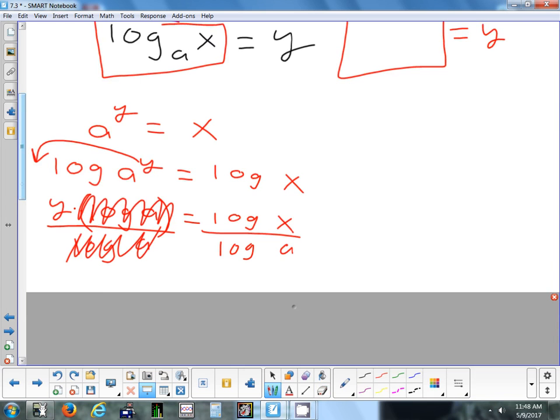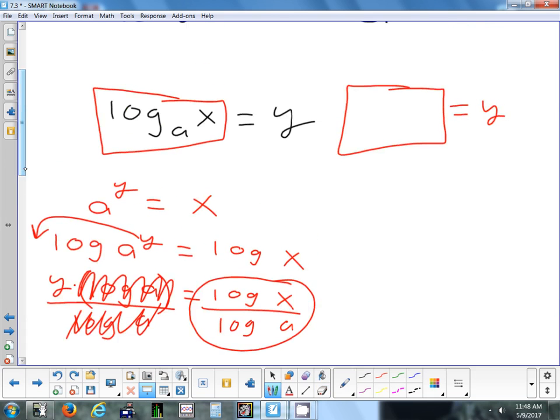Y. Y equals. I just came up with a new formula for y, different than the one I had before. But this formula says y equals log x divided by log a. Now, I didn't write a base. So what base am I assuming? 10. Do we know how to type base 10 in on the calculator? Yes. So that is something you'd be able to type in.